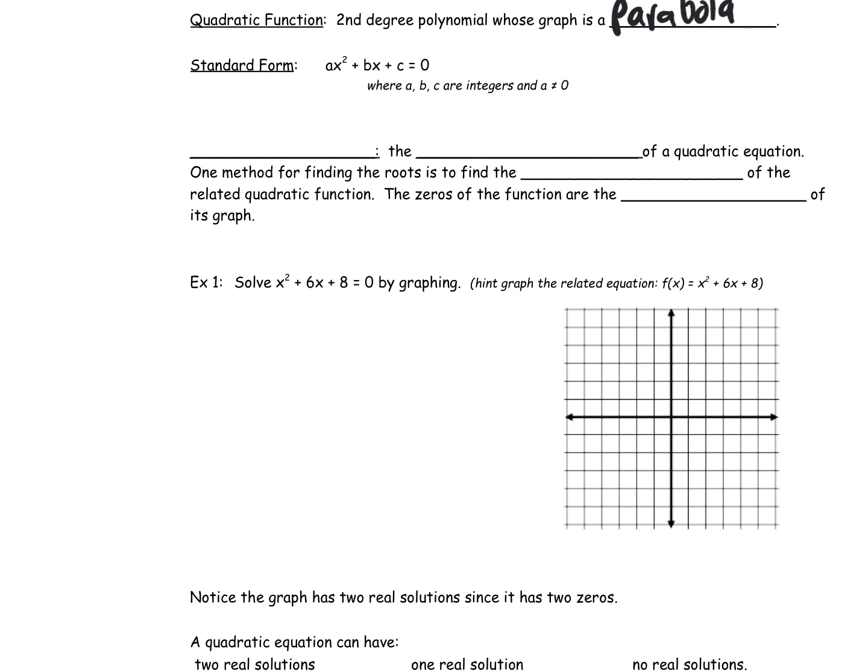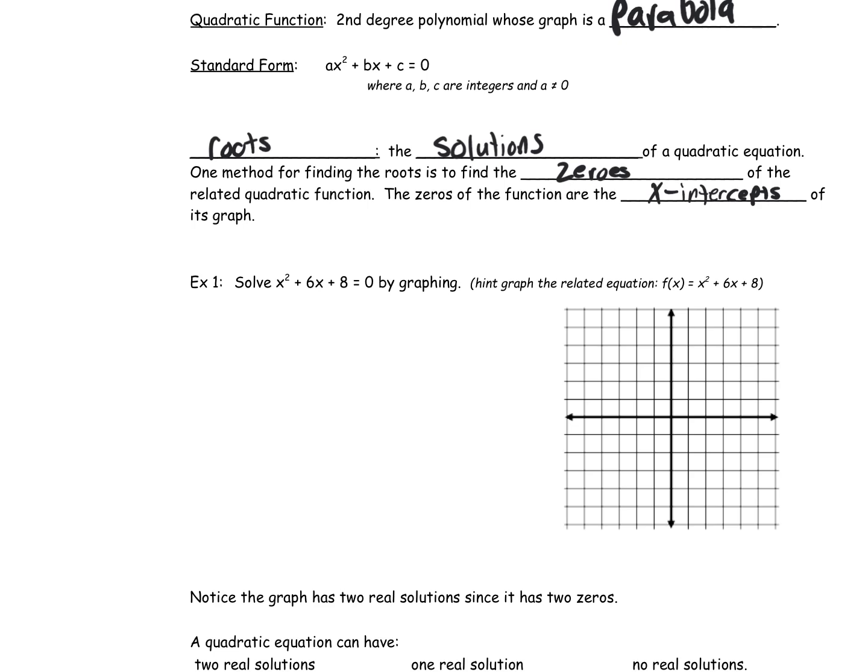All right, so the first thing we're going to look for are what we call roots. And roots are the solutions of a quadratic equation. And one method for finding the roots is to find the zeros of the related quadratic function, and the zeros of the function are the x-intercepts of its graph. All right, so all of these words that I just wrote in the blanks here are interchangeable. They all mean the same thing. Roots, solutions, zeros, x-intercepts, they all mean the same thing.